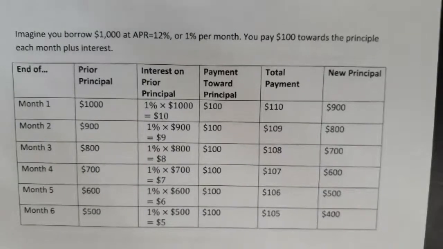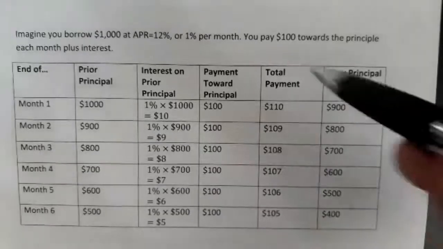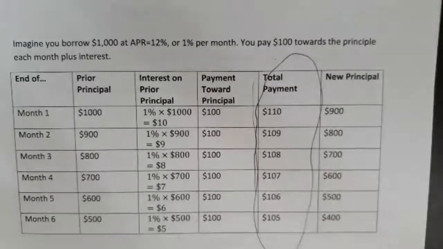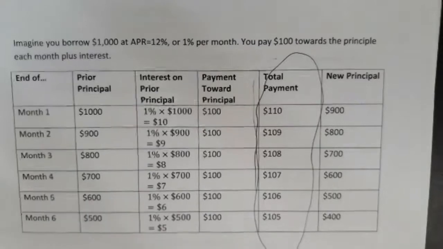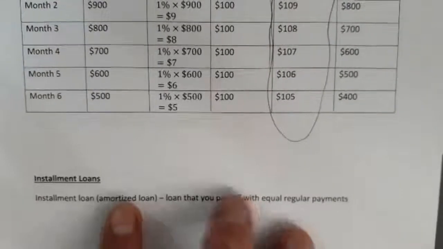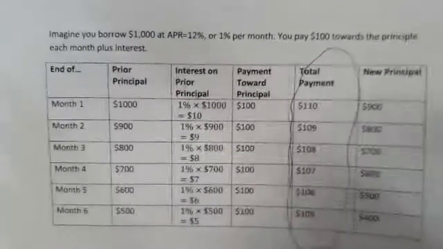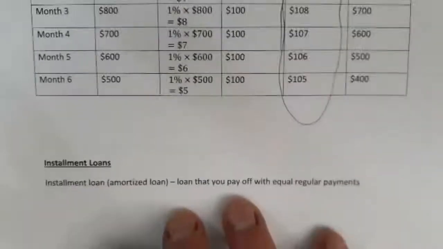So if we're looking at this, and you pulled out a loan for $1,000, if you want to repay this, this is not the way you typically repay things. Typically, our payments are not going down in value. Typically, what we like is for all our payments to be the same. What we call those are installment loans or amortized loans. Those are loans where you pay off with equal regular payments. So this is not an amortized loan. We will do a few examples with amortized loans.